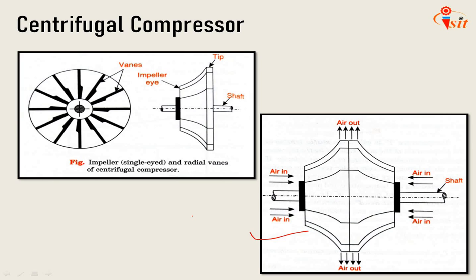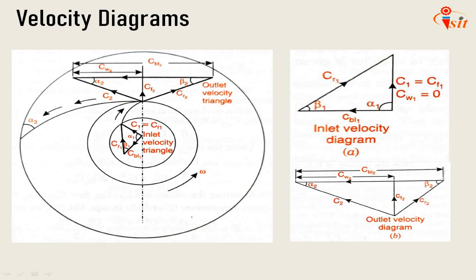A pressure ratio of 4.5:1 can be achieved with a single stage centrifugal compressor. For higher ratios, multi-stage compressors are used. In multi-stage compressors, the outlet of the first stage is passed to the second stage and so on. A pressure ratio of 12:1 is possible with a multi-stage centrifugal compressor. So that is the working of the centrifugal compressor. Then we'll move towards the velocity diagram.